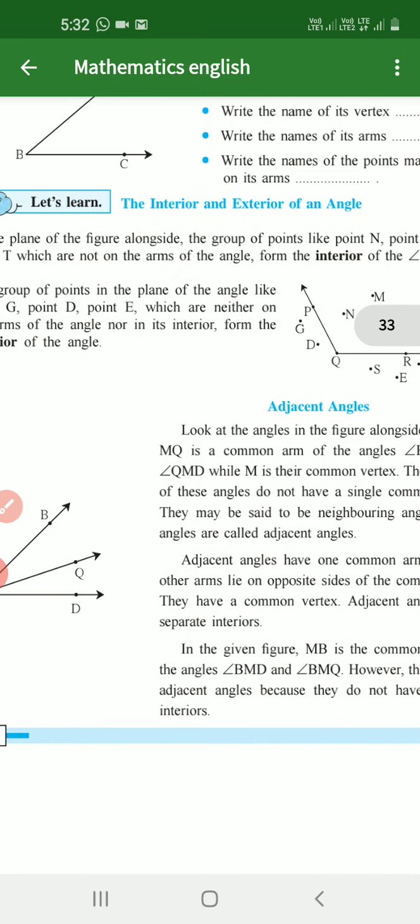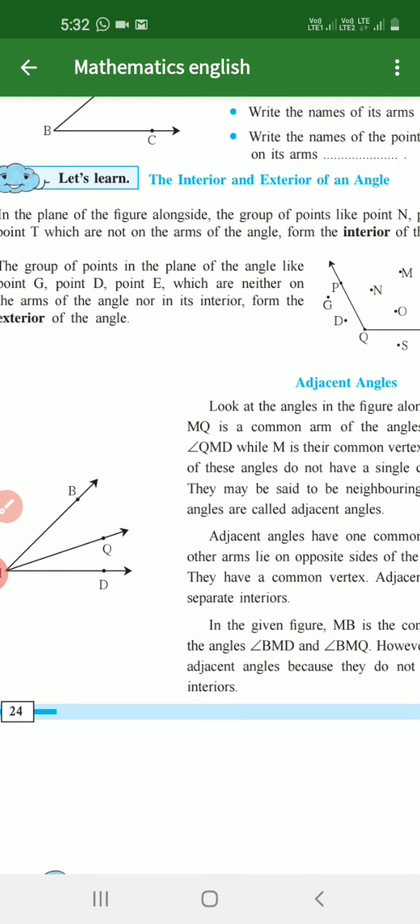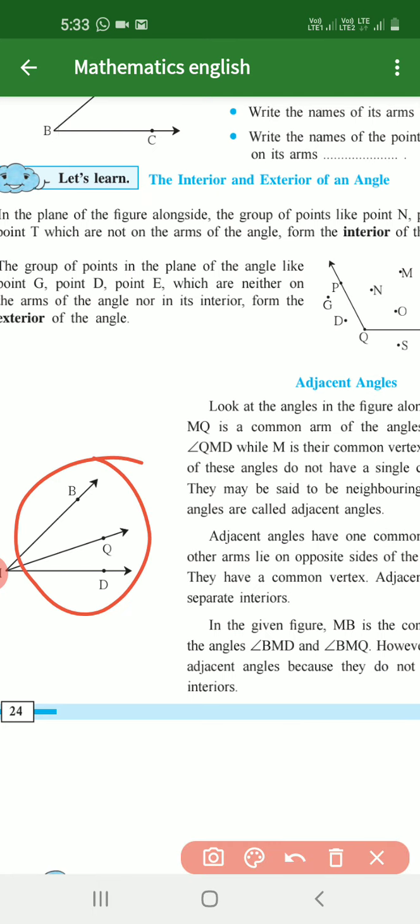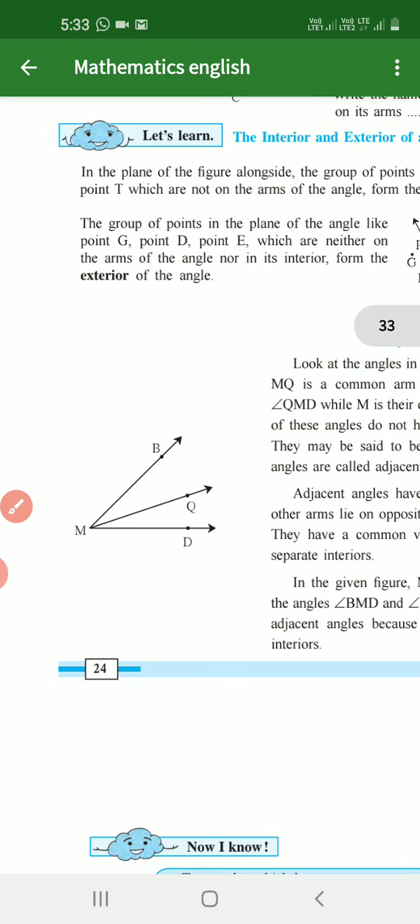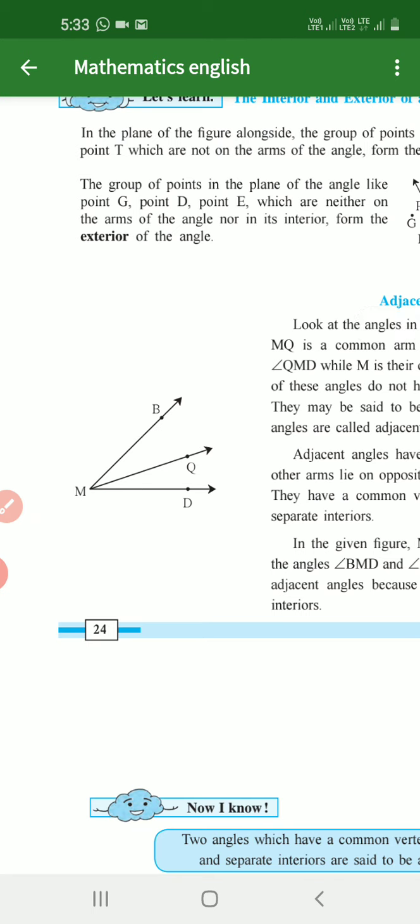Adjacent angle. You'll see in the given figure angle BMD. Okay, angle BMD. There are two angles, angle BMQ and angle QMD, these two are adjacent angles. Adjacent angles mean they have a common arm between them, means MQ is a common ray between these two angles BMQ and QMD.